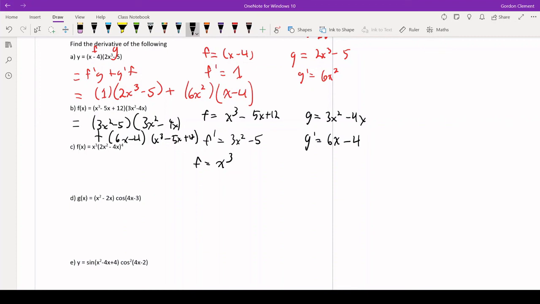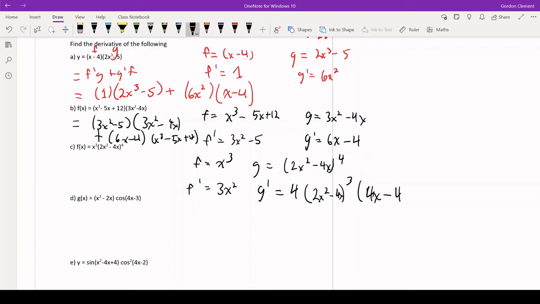Okay, this one, your f is just the x cubed. Your g is that whole expression, 2x squared minus 4x to the power of 4. F prime, nice and easy, 3x squared. G prime, we got to remember our skill 1, that's a chain rule, so the 4 comes down, becomes a 3, the inside stays the same, and then the chain rule says multiply by the derivative of the inside after the fact. So there we go.